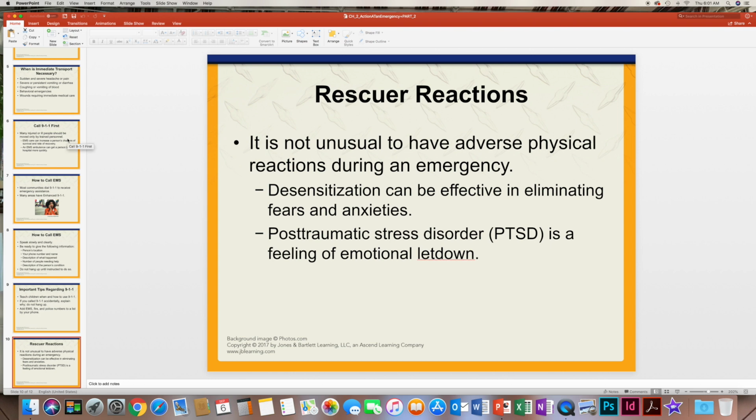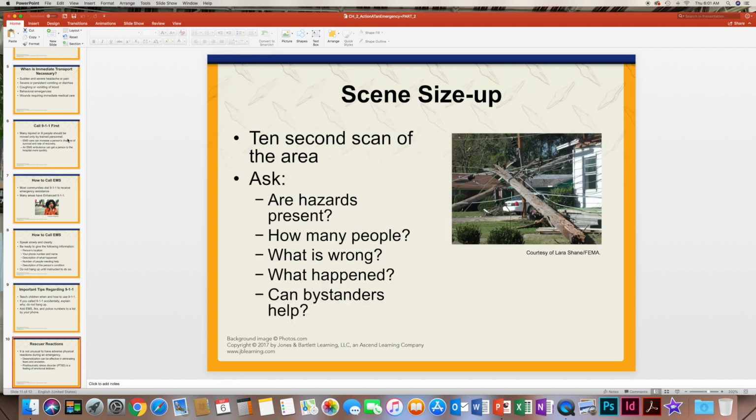Sometimes with rescuers and first aid providers, it's not unusual to have adverse physical reactions during a medical emergency. Sometimes desensitization training can be effective in eliminating fears and anxieties that can occur when you see these types of tragedies. Post-traumatic stress disorder is something that can occur as well. So sometimes you need to be treated for these types of things in the beginning as you're learning to give first aid.